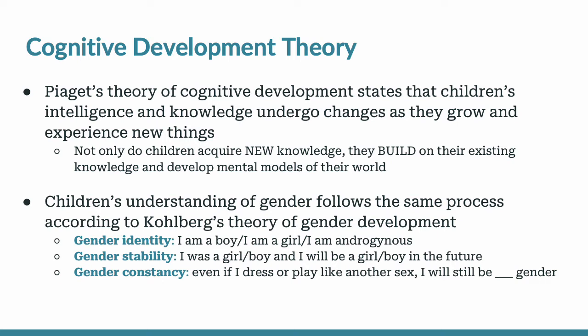This process could look something like starting with gender identity. This is when a child will realize that they identify as something like a boy, a girl, or androgynous. Then children will move into the stage of gender stability. This is things like, if I am a girl, I will be a girl in the future, or vice versa. Then the last stage in this is gender constancy. That even if I were to dress up or play like another sex, I will still be X gender. Now, this is not the process for all children, especially gender diverse children, but for cisgender children, this is usually the process of cognitive development that they undergo as they form and solidify their gender identity.